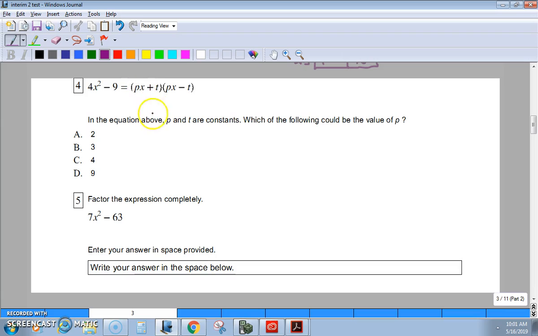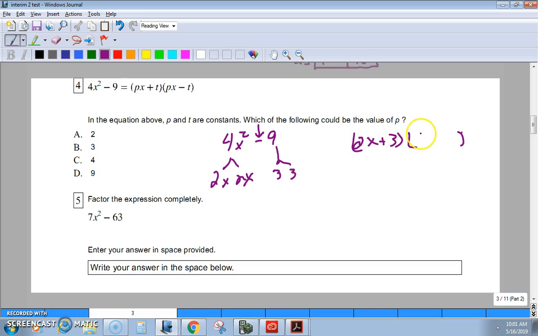Oh, okay. So this is the difference of squares. We have 4x squared minus 9. The subtraction sign means the difference. And it's the difference of squares because both of these are perfect squares. This is 2x times 2x. This is 3 times 3. So our factored form is 2x minus 3 or plus 3, doesn't matter which way, times 2x minus 3.